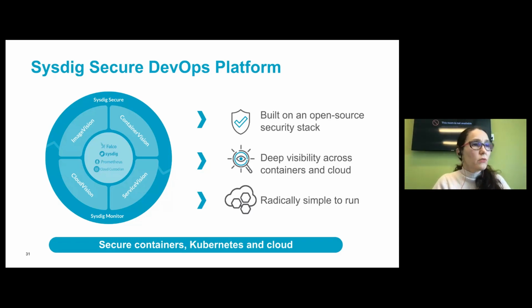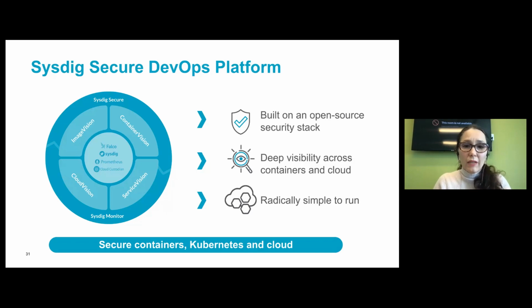So besides Falco, Sysdig is also an open source project, and we also embrace Prometheus and put a lot of monitoring infrastructure and monitoring in our platform. On top of Prometheus, we also use Cloud Custodian to offer cloud configuration and asset discovery. And both Prometheus and Cloud Custodian are also part of CNCF. So we built our platform on top of open source.